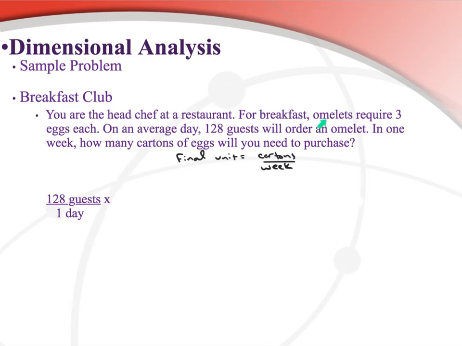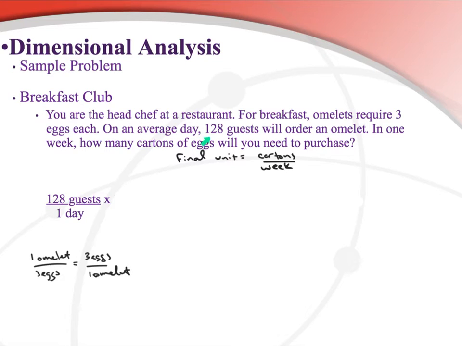So let's just go sentence by sentence. Omelets require 3 eggs each. Okay, so that sounds like I could write 1 omelet is the same thing as 3 eggs, or, whoops, 3 eggs is the same thing as 1 omelet. And so there's the first one we got.